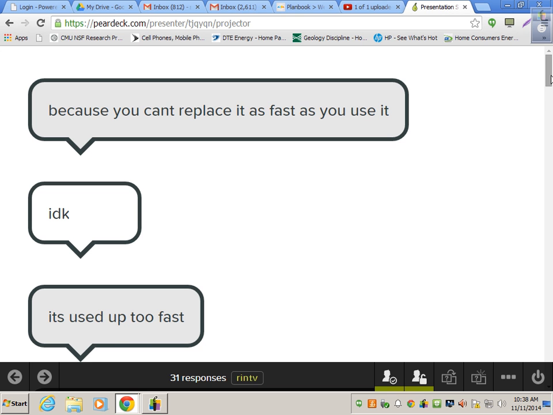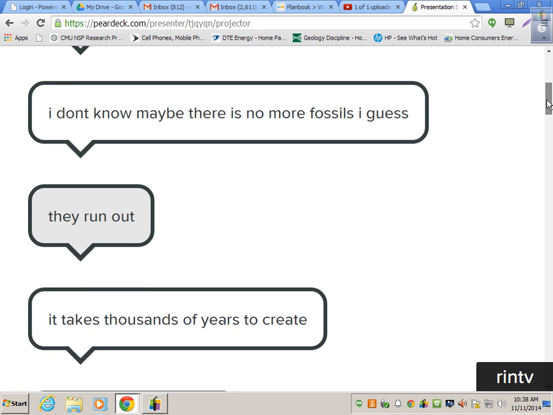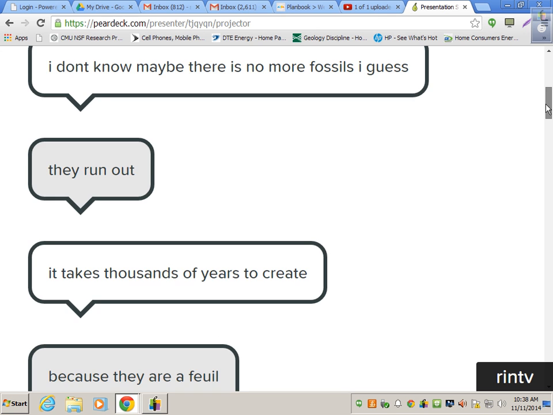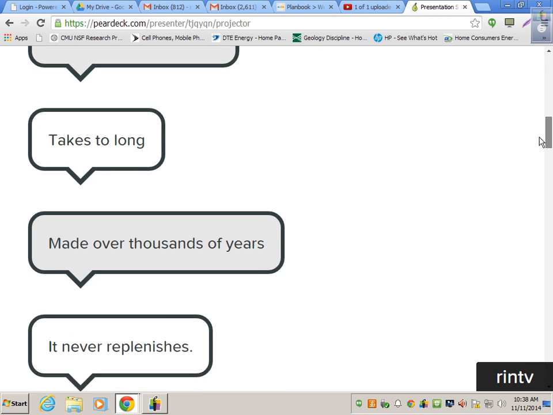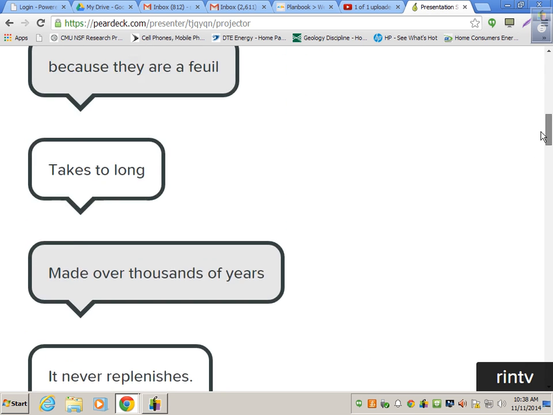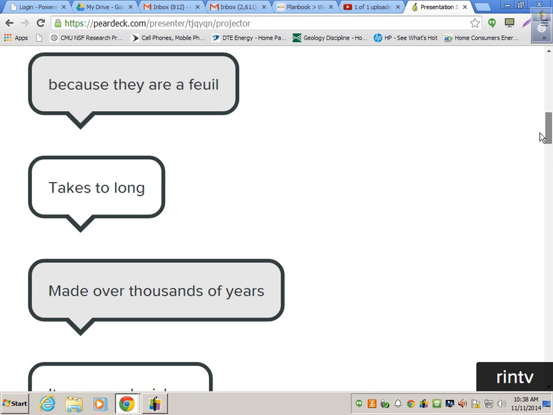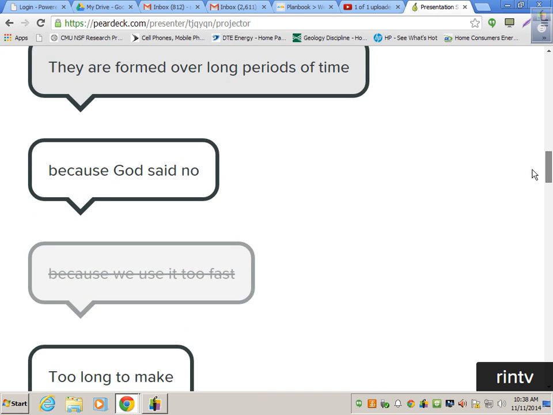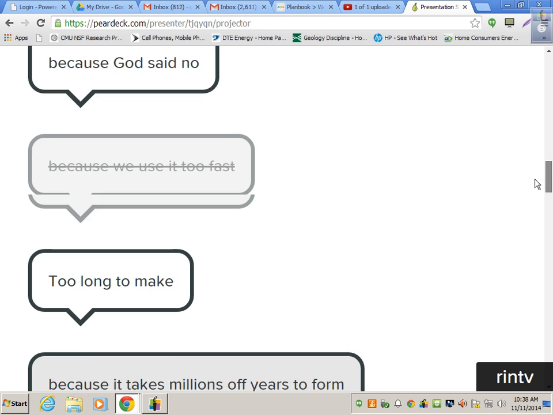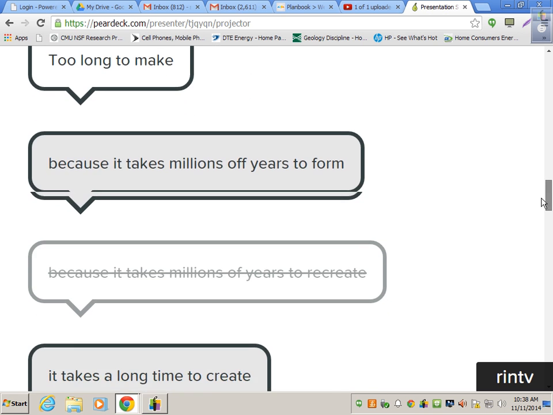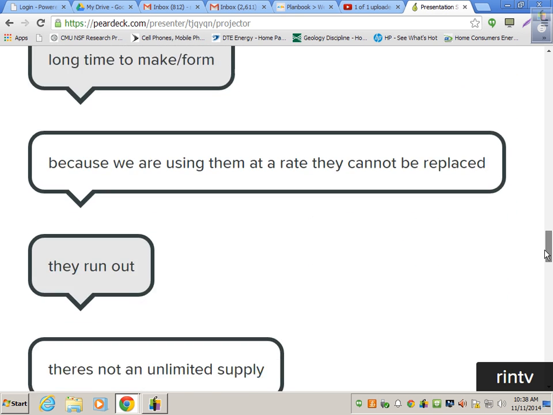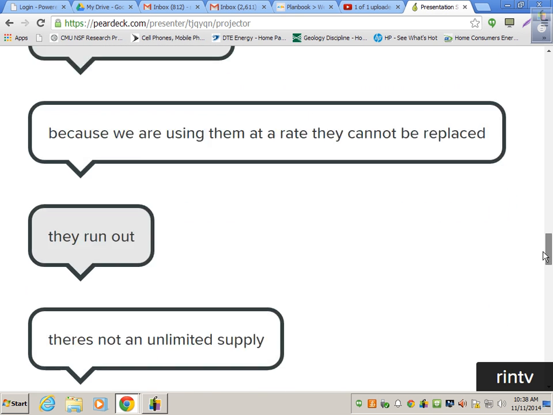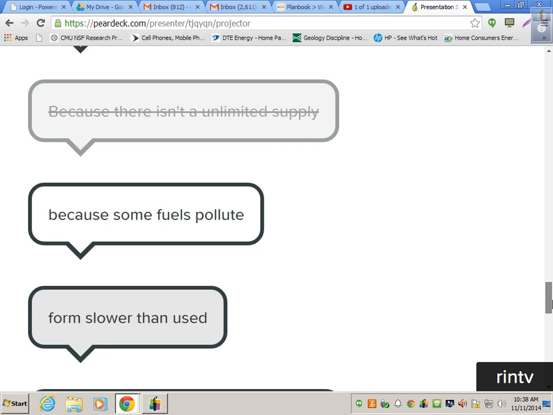Okay, because you can't replace it as fast as you use it. That's a simple, straightforward answer. Yep. Let's see if there's anything different. No more fossils. There's lots of fossils. They're not inexhaustible, we'll say. Takes millions of years, right? Takes too long. Because they are fuel. It never replenishes. So it does replenish, just takes a long time. Yeah, okay. Millions of years. Long time to make, create. Perfect. I'm looking for different answers.